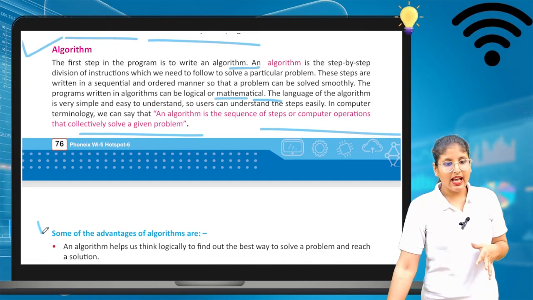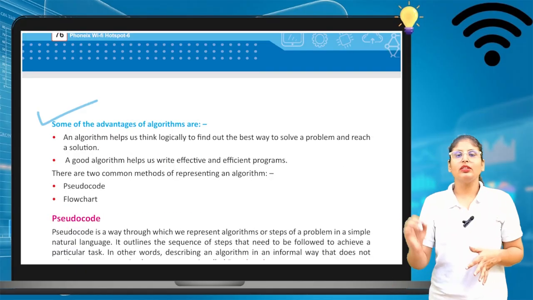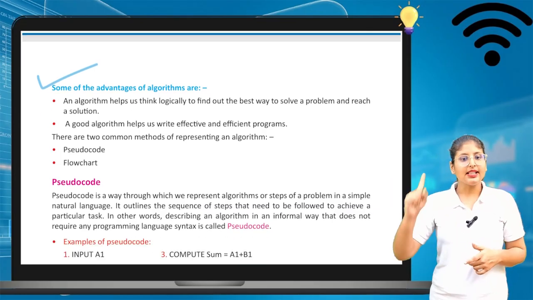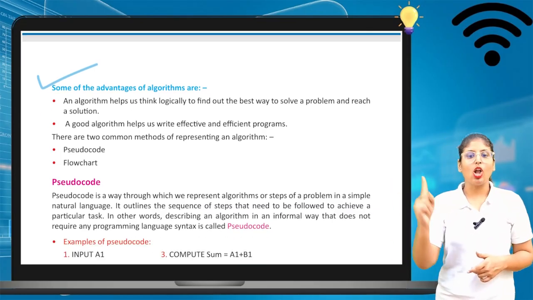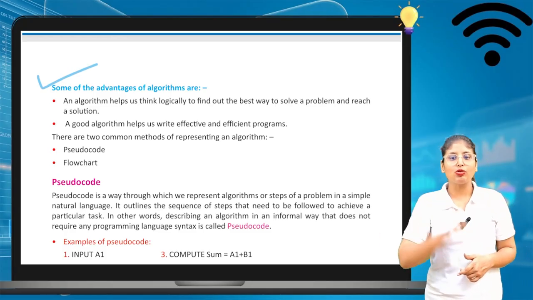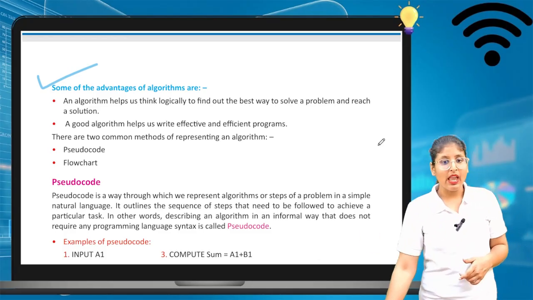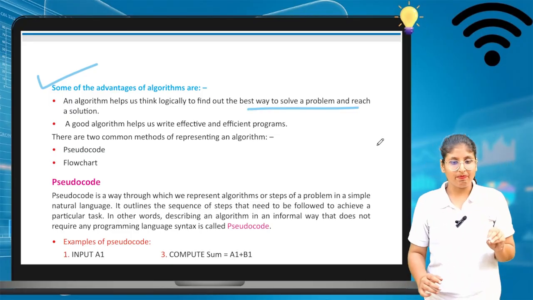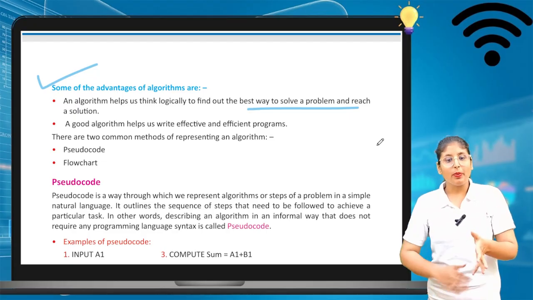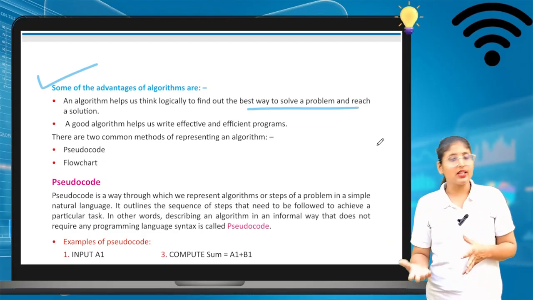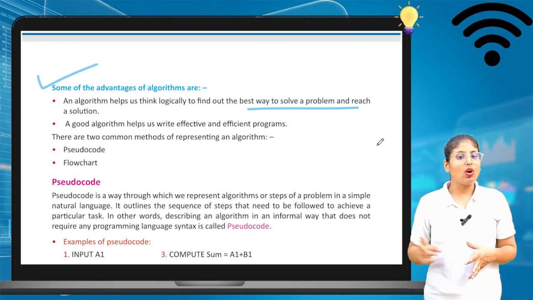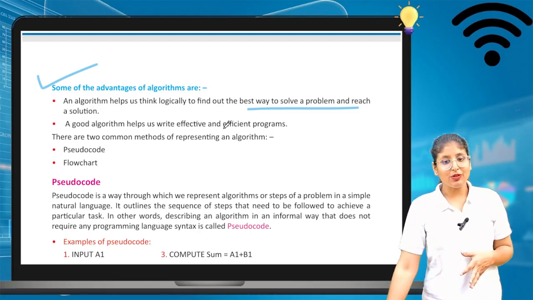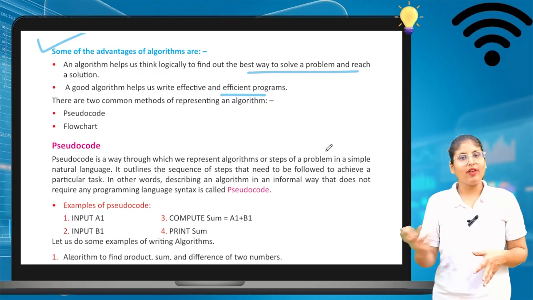Starting with some of the advantages of algorithms. First, an algorithm helps us think logically to find out the best way to solve a problem and reach our solution. Next, a good algorithm helps us to write effective and efficient programs. So we are able to write efficient and effective programs with the help of an algorithm.